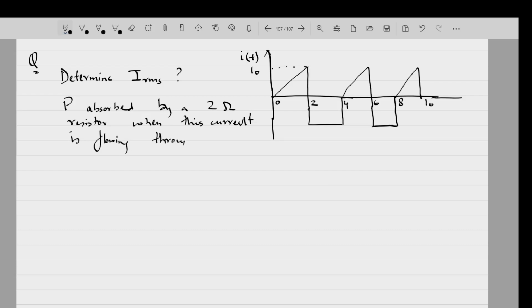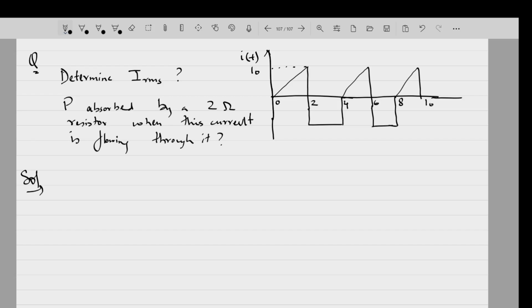Normally there won't be such a current in practice, but these types of questions are normally asked in the GATE examination, and in some competitive examinations like SSC, JEE and so on. So you'll be given different types of waveforms. You'll be asked to find out the power absorbed by a circuit.